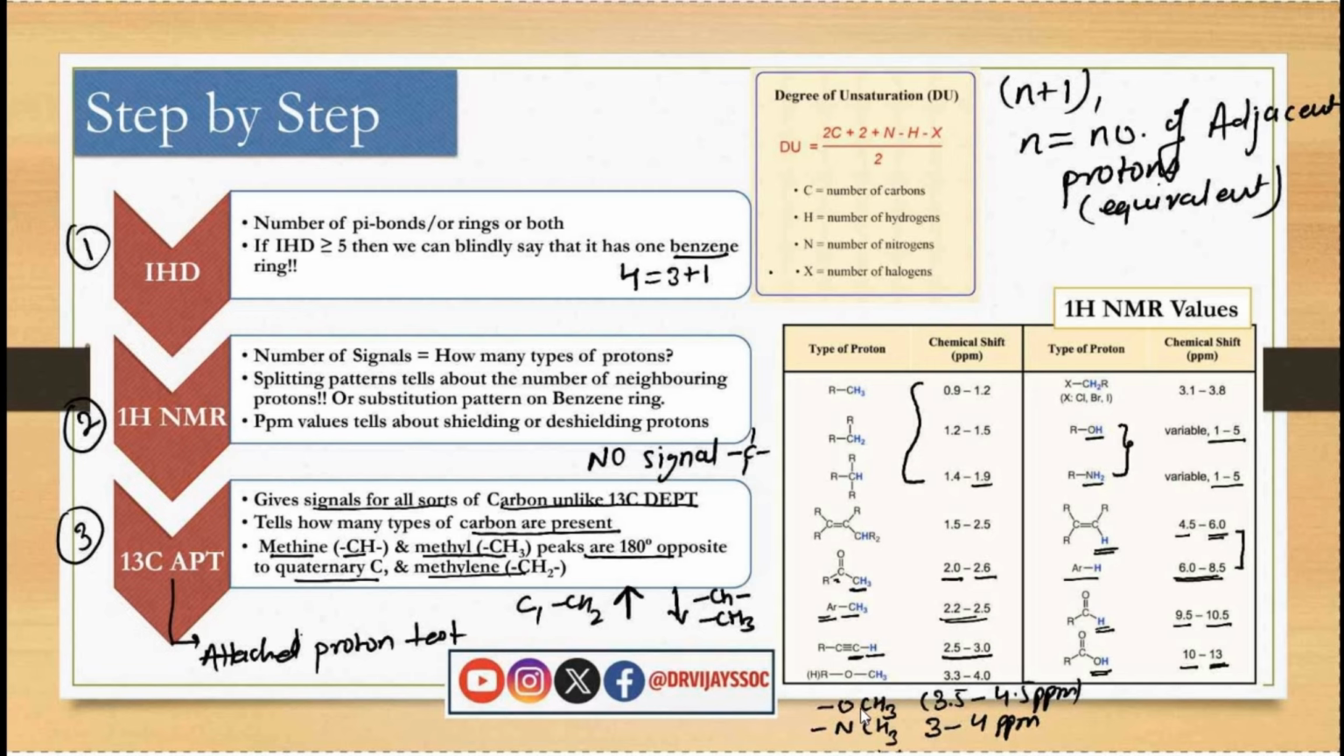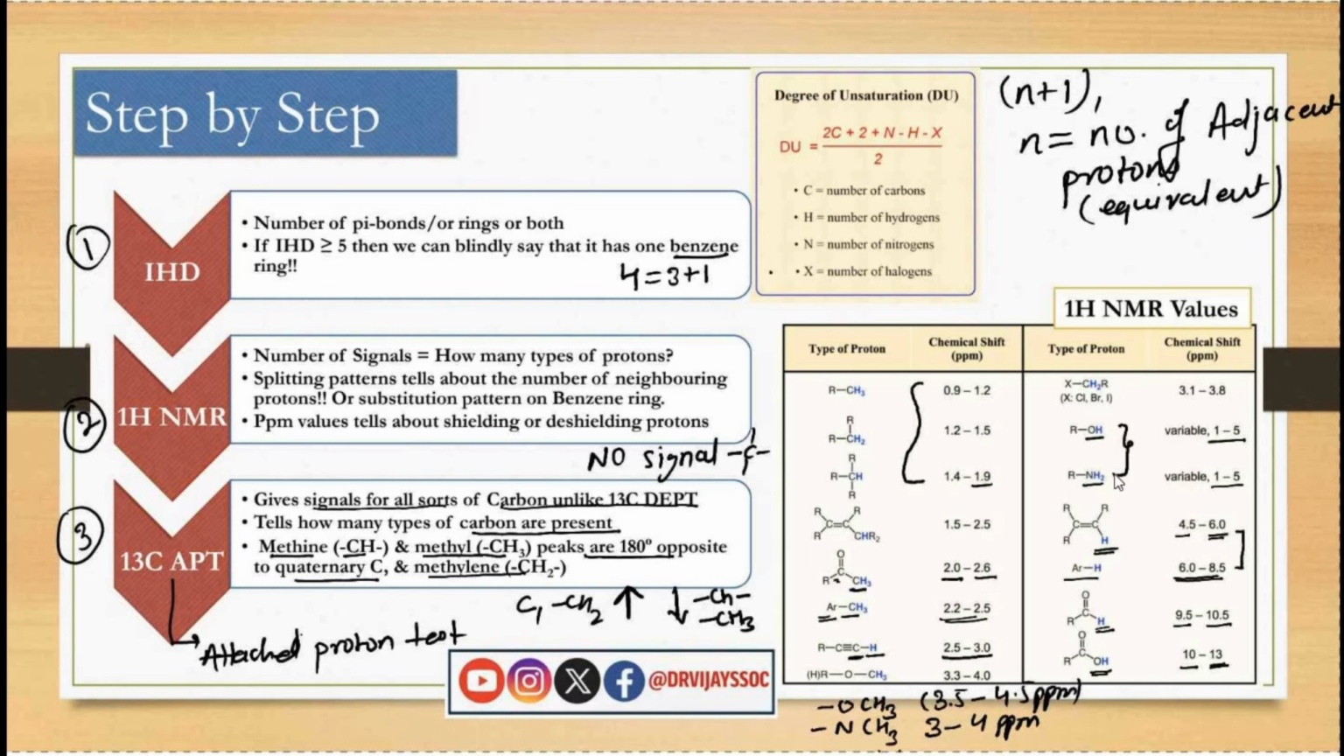This is a very interesting value. When oxygen is attached to the carbon, then hydrogens come around 3.5 to 4.5 ppm more often, and it could be higher also, but usually you will see it in this range. And when it is attached to the nitrogen, then it can come from 3 to 4 ppm.